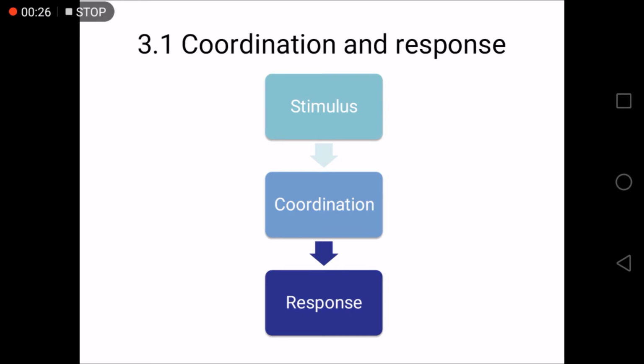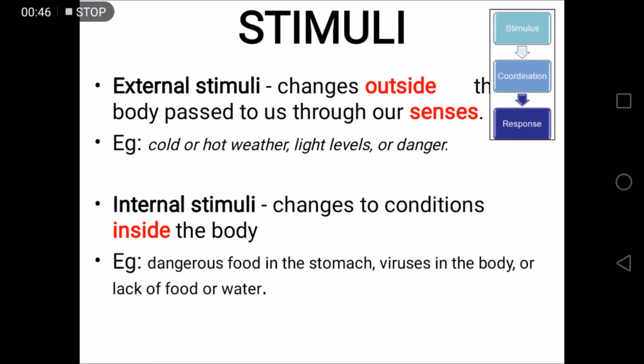to the stimulus. Of course, when you have this pathway, you start with the stimulus. So stimulus up here. Then when you receive the stimulus, you need the coordination, and then you need the response. The definitions for stimulus, coordination and response, you have to really know and memorize.